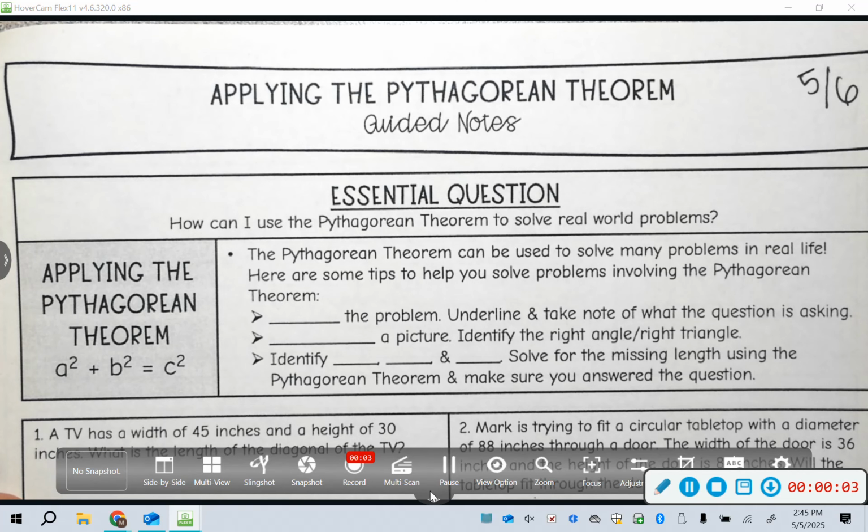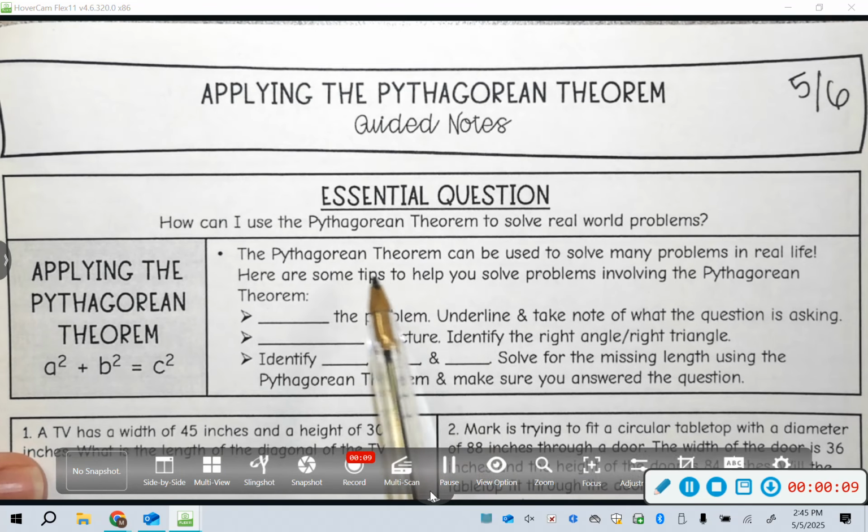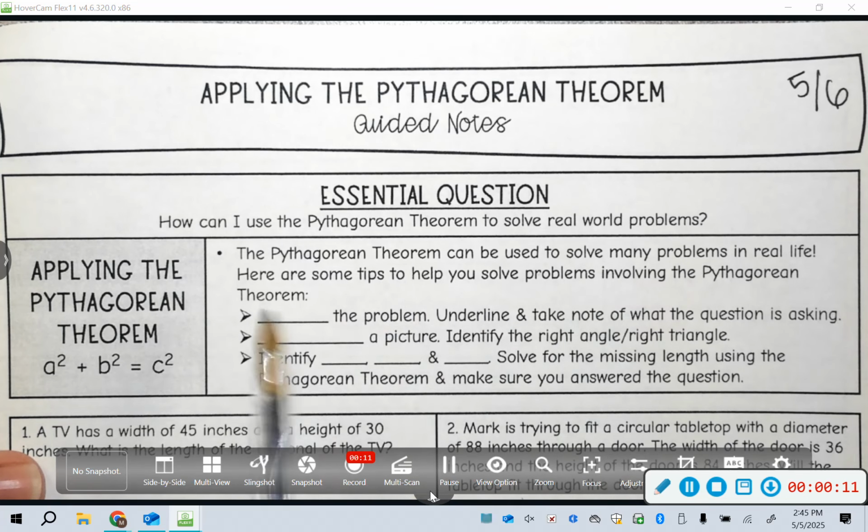Okay, applying the Pythagorean theorem. Knowing that, this is just word problems. That's all this is. It says the Pythagorean theorem can be used to solve many problems in real life. Here are some tips to help you solve problems involving the Pythagorean theorem.